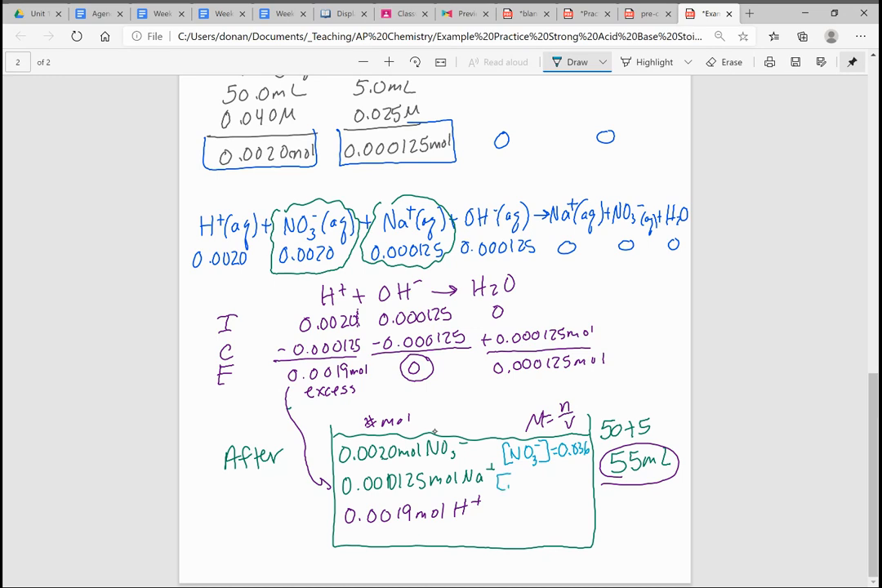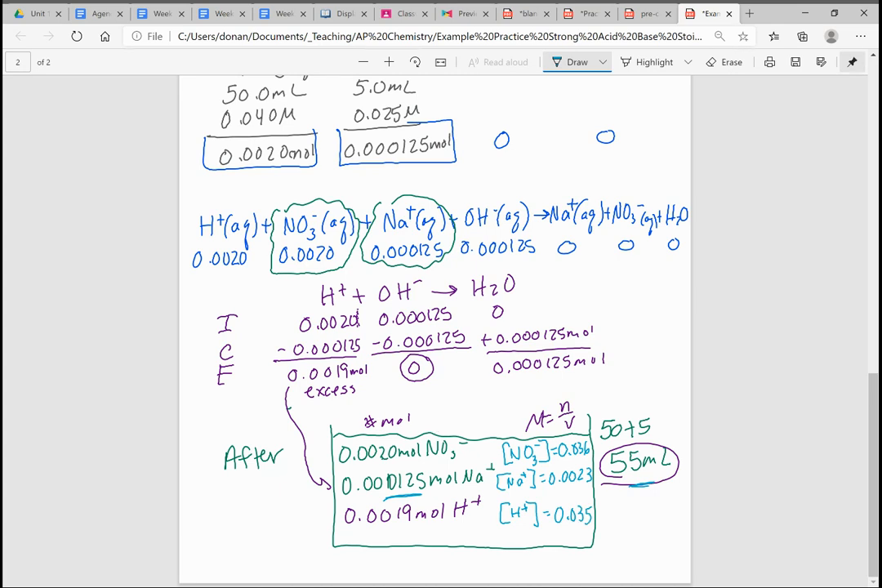And the concentration of sodium is going to be 0.000125 divided by 0.055, the number of moles divided by the volume, and we get 0.0023 molarity. And then the concentration of the hydrogen is going to be 0.0019 divided by 0.055. And we're going to have the concentration of hydrogen is equal to 0.035.